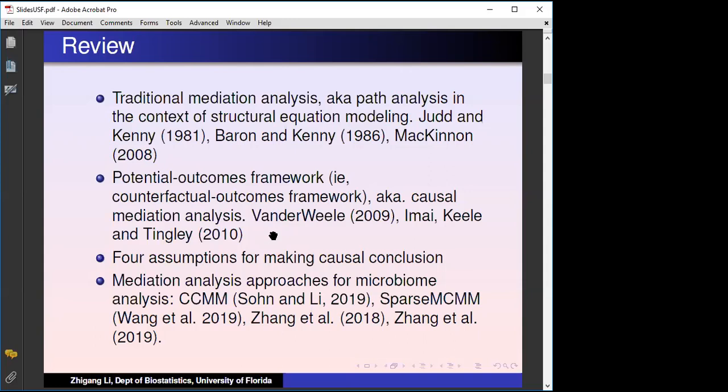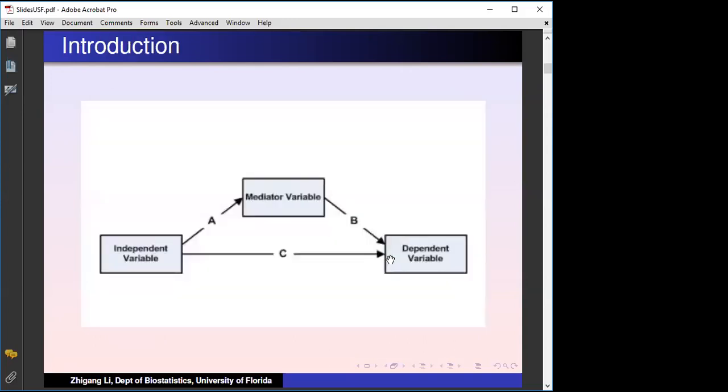And similarly, we can extend that from a randomized control trial setting to a mediation analysis setting. We can define the counterfactual outcomes and then define the mediation effect, and then have some assumptions to be able to estimate the true causal mediation effect. So typically there are 4 assumptions that are needed for a mediation analysis to claim a causal effect.